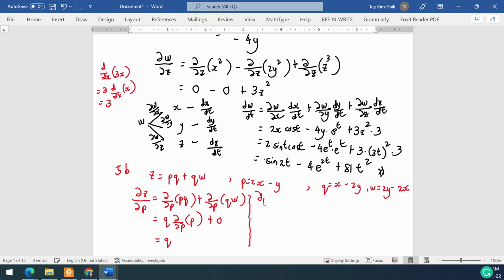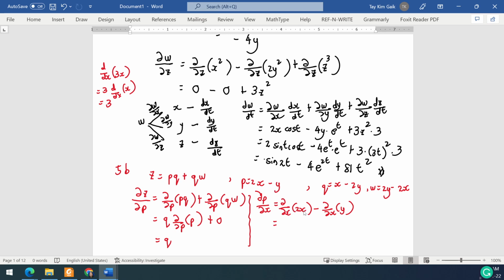del p del x. Just find del p del x, because the question wants del z del x. So for p, q, w, I just find the partial derivative with respect to x. So del x, if you cannot, you do it slowly. Del x of 2x minus del x of y. Del x is like your ddx. Only difference is when you del x, y is constant.